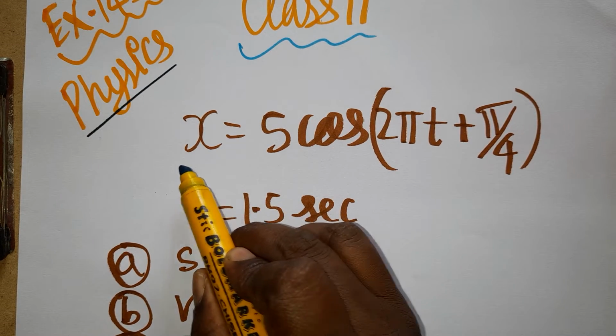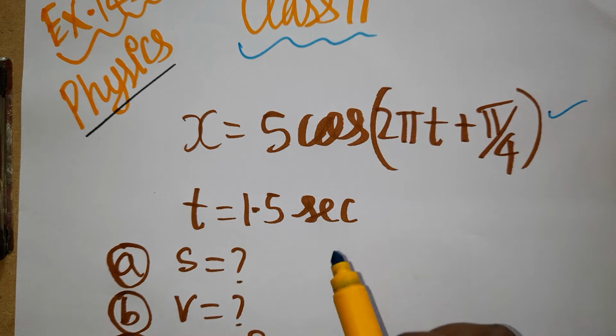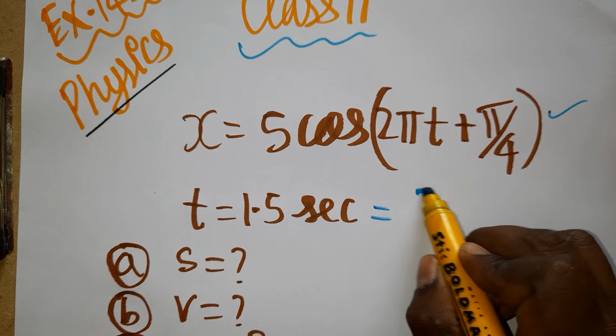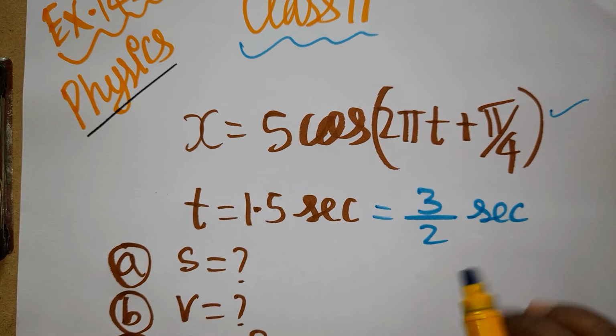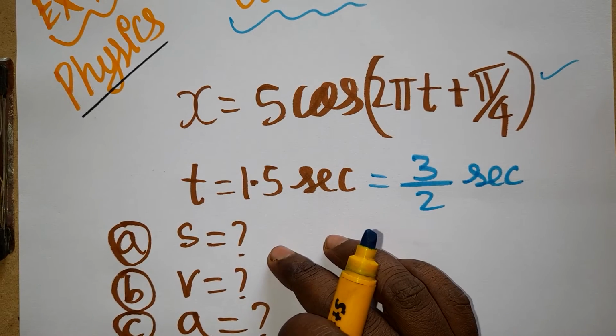x is equal to 5 cos(2πt + π/4). This is given in the question. The time period is 1.5 seconds. Instead of writing 1.5, you can write 3/2. Displacement, velocity, acceleration, three quantities are asked.